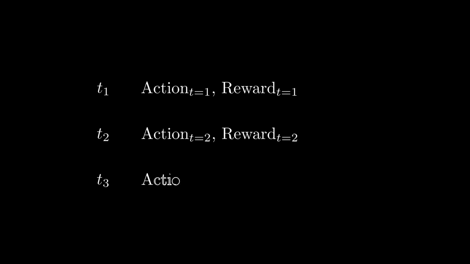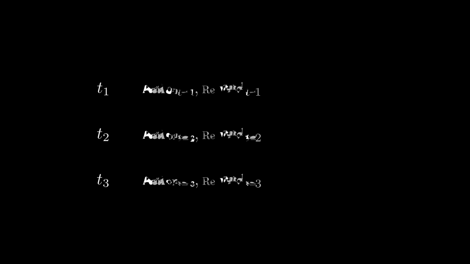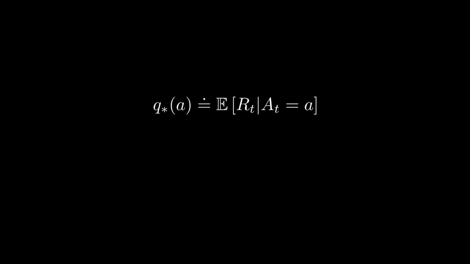Let's formalize the multi-armed bandit problem mathematically. At time step t, the chosen action is denoted by a sub t and the reward by r sub t. The true value of an action a is the expected reward when action a is taken, which is expressed as the equation q star of a equals the expected value of r sub t given that a sub t equals a. This true value is unknown to the agent, so we estimate it based on observed rewards. The estimate q sub t of a ideally converges to the true value as more information is gathered.